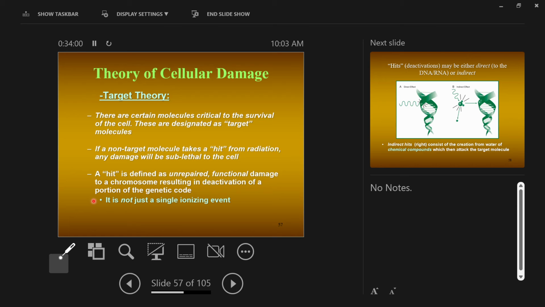So we're talking about unrepaired functional damage to the chromosome, some of the damage is repairable, resulting in deactivation of a portion of the genetic code, but importantly, a portion of the genetic code that's going to be used by that cell. If that part of the genetic code is damaged, then that's lethal. If it's not part of the genetic code that's being used at that time, it's going to be sublethal to the cell. So we don't just mean anywhere in the DNA, we mean specific spots in the DNA.